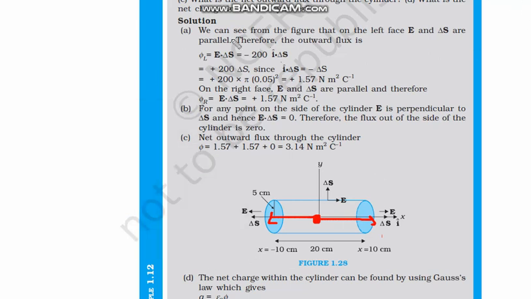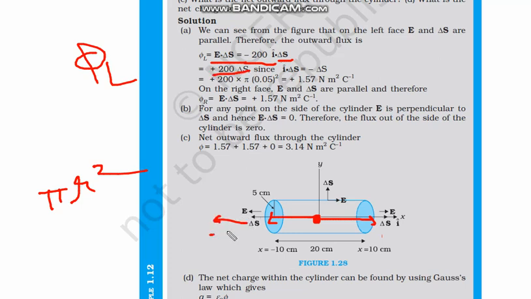Now the outward flux on the left side, phi L or phi 1, is equal to E dot delta S. For the left side it is minus 200 i dot delta S. Delta S is the surface area. How do you calculate the surface area? Simply pi r square. So it becomes plus 200 delta S. Why? Because the field is in this direction and the area is also in this direction, so both have the same direction.